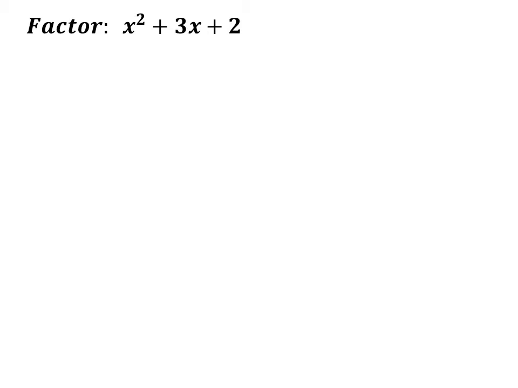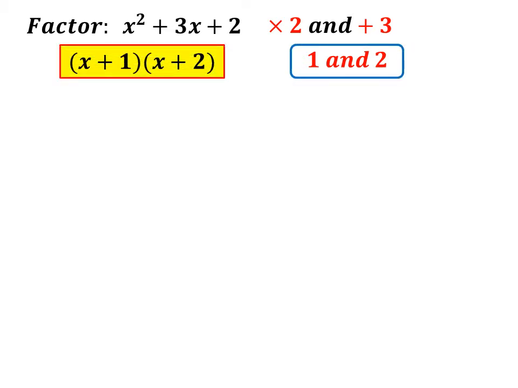Okay, here we're going to factor x squared plus 3x plus 2. Both the linear term and constant term are positive, so we're looking for two positive numbers that we can multiply together to get 2 and add together to get 3. Well, the only choice we have is 1 and 2. So our answer will be x plus 1 times x plus 2.